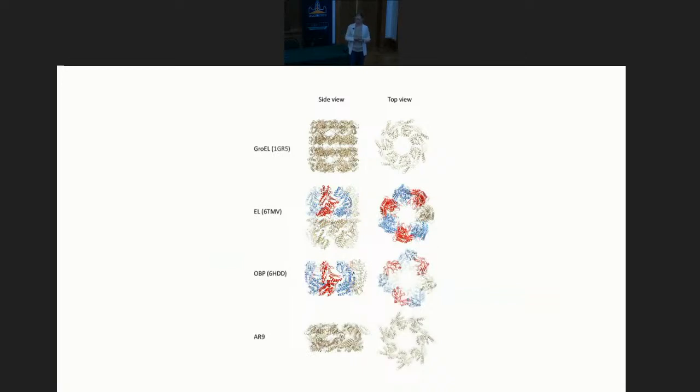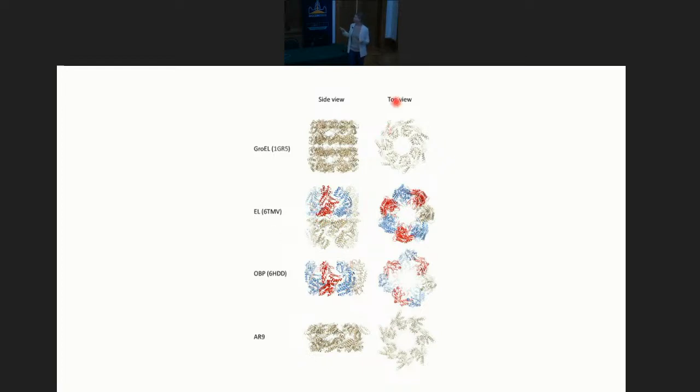Actually, we cannot even decide to put them into a new, let's say, third group of chaperones because they are quite different from each other. Basically, they are as different from each other as they are from GroEL. So maybe we should put each of them into a single group or find more representatives. We don't know that yet. So this is also, I think, a very interesting area of research.